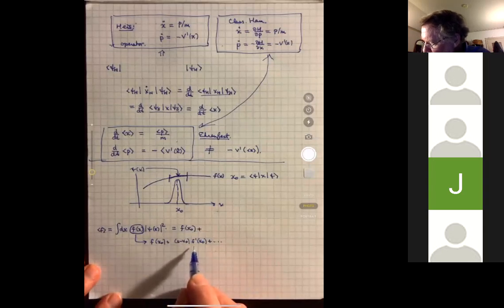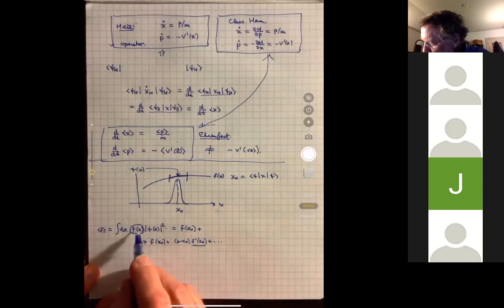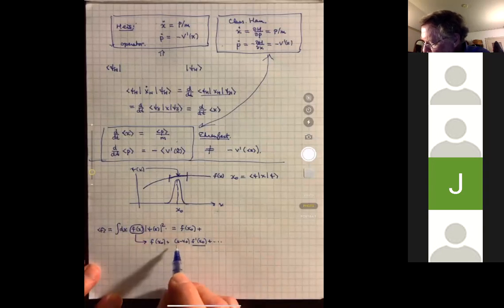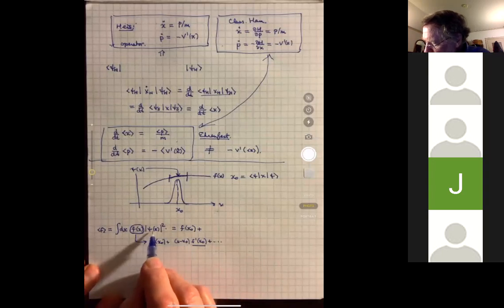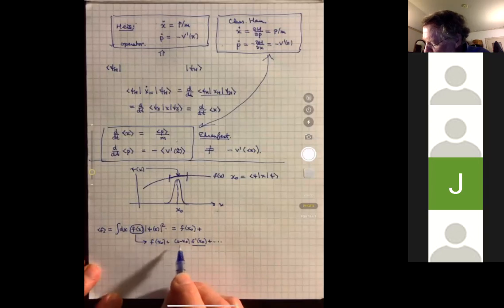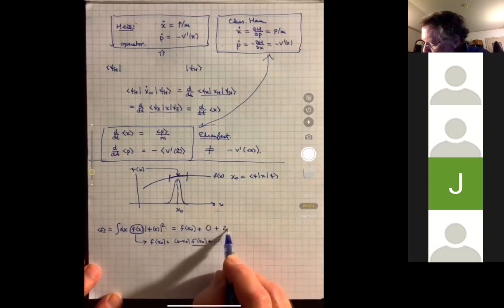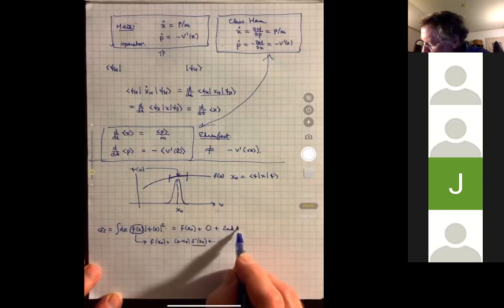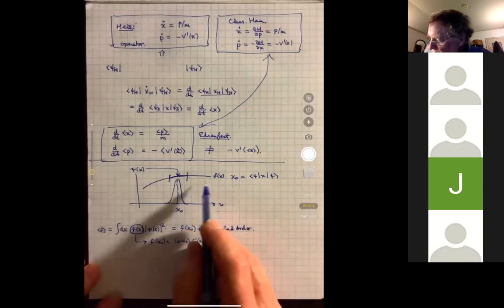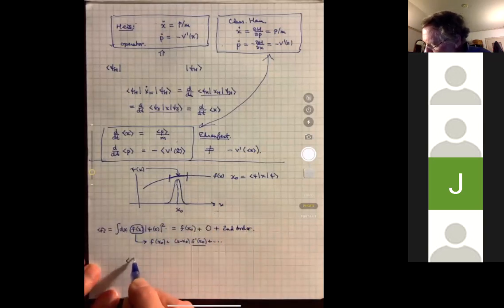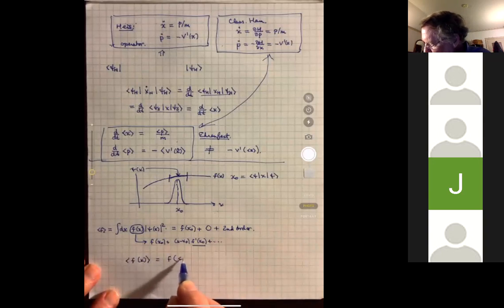As far as the second term is concerned, the f prime of x0 is another constant, and again can be taken out of the integral. What's left in is x minus x0. Well, the x does depend on x, but when you integrate against psi average value squared, what you get is the expectation value of x. But the expectation value of x is x0. So this term actually cancels when you do it under the integral. So you get a plus 0 here. So in other words, through first order, if you have this kind of a picture here, through first order, the average value of f of x is equal to f of the average value of x.